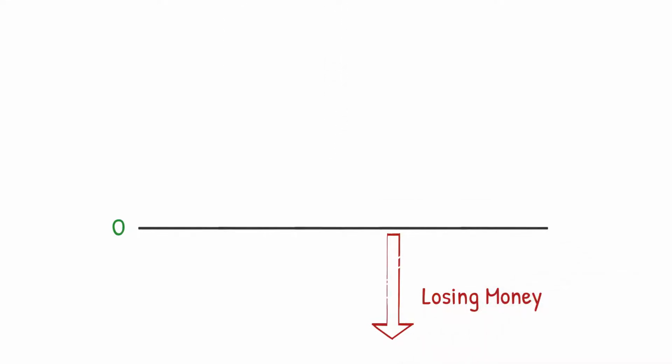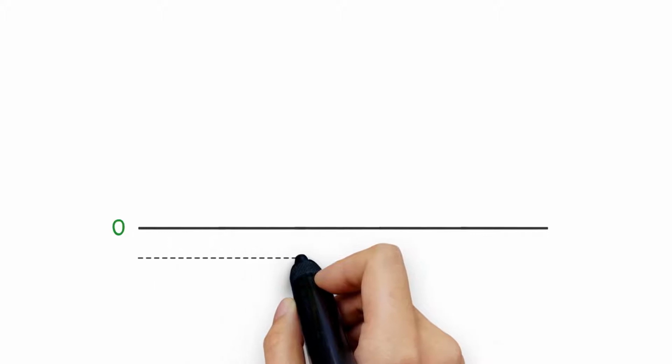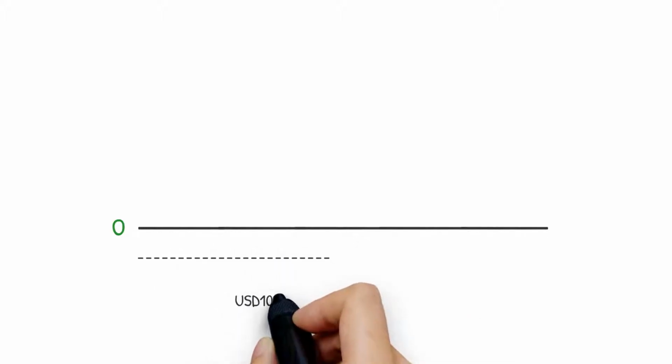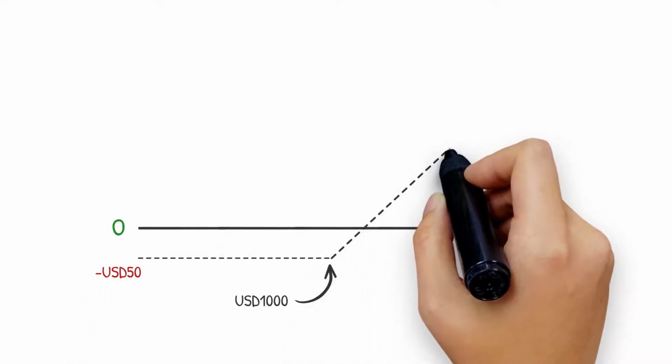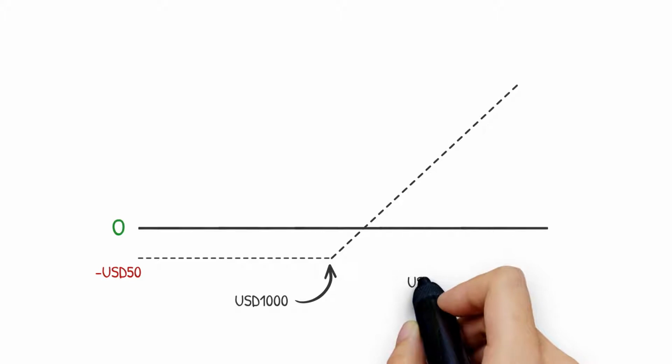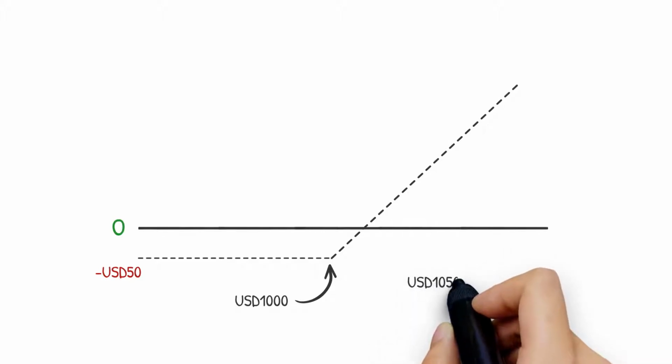If at expiry Tesla is trading at or below $1,000, your option is worthless or out of the money. Your option is only worth something, or is in the money, when Tesla starts trading above 1000. Above 1050, your option has made back the fee you paid for it.